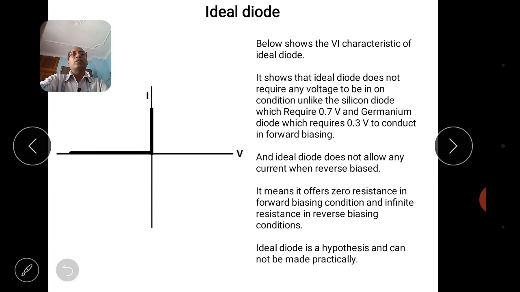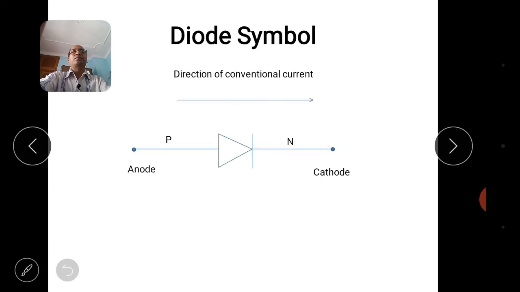Ideal diode is a hypothesis and cannot be made practically. This is the diode symbol. Here the left portion is called the anode and the right portion is called the cathode. The left portion is the P type and the rightmost is the N type, and the direction of conventional current is from P type to N type.